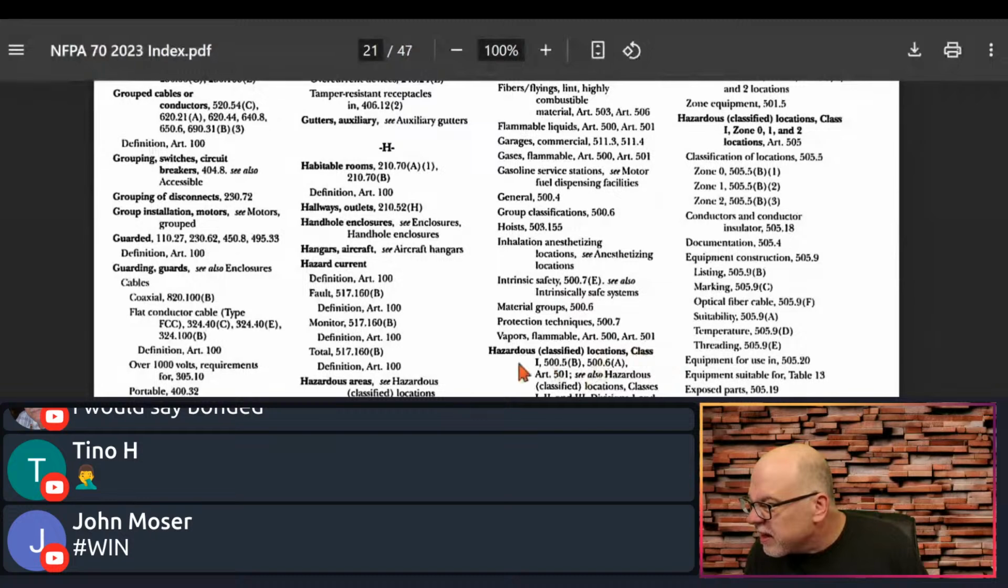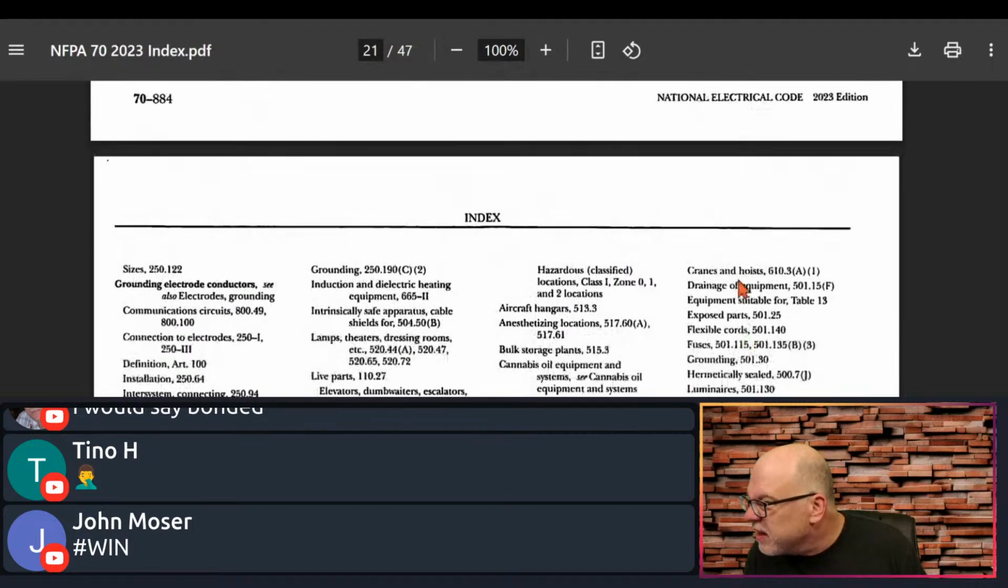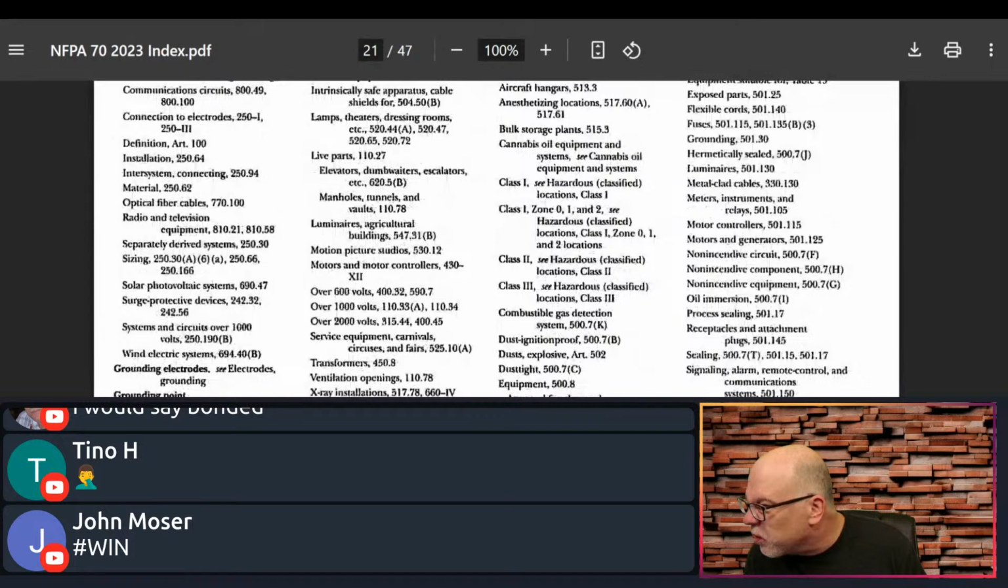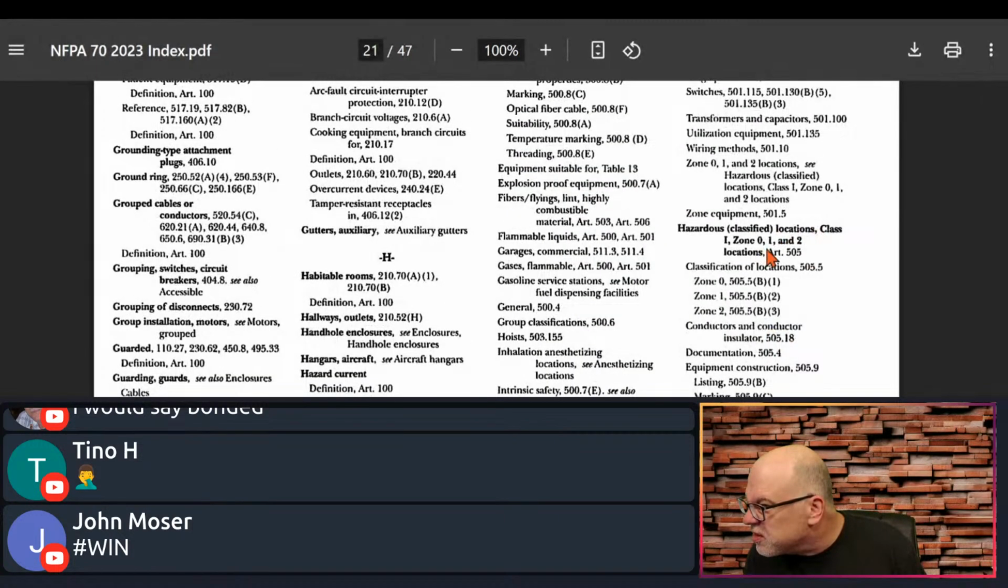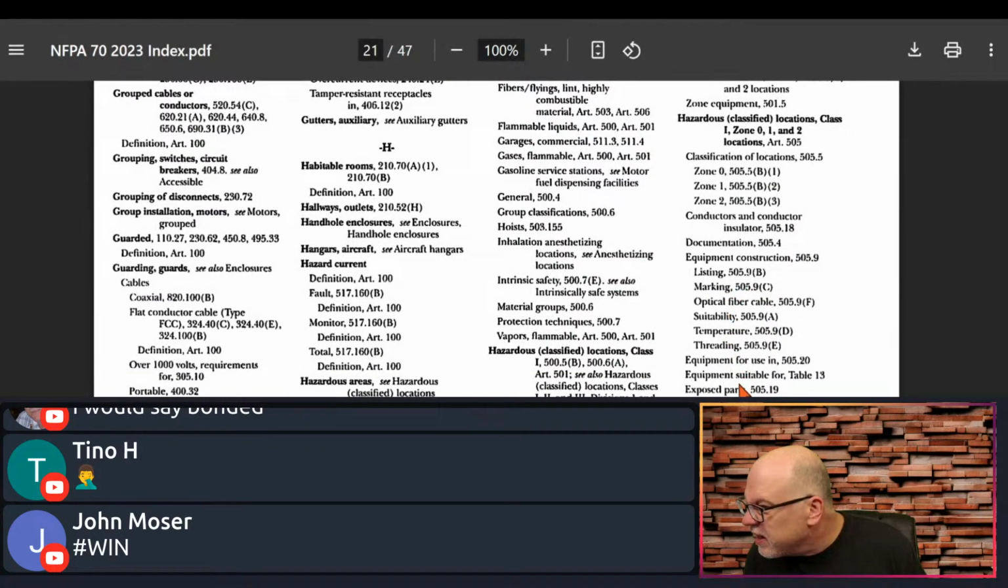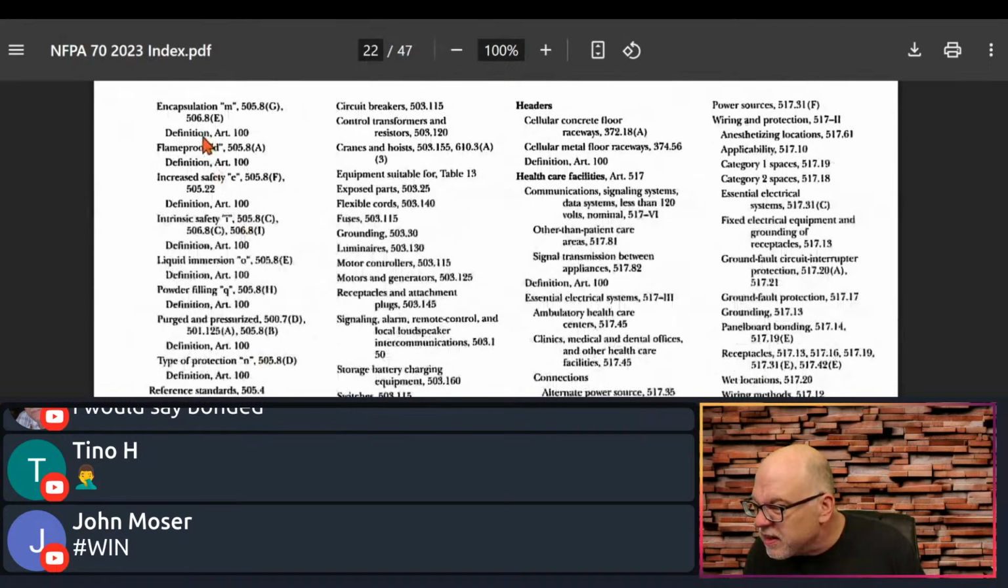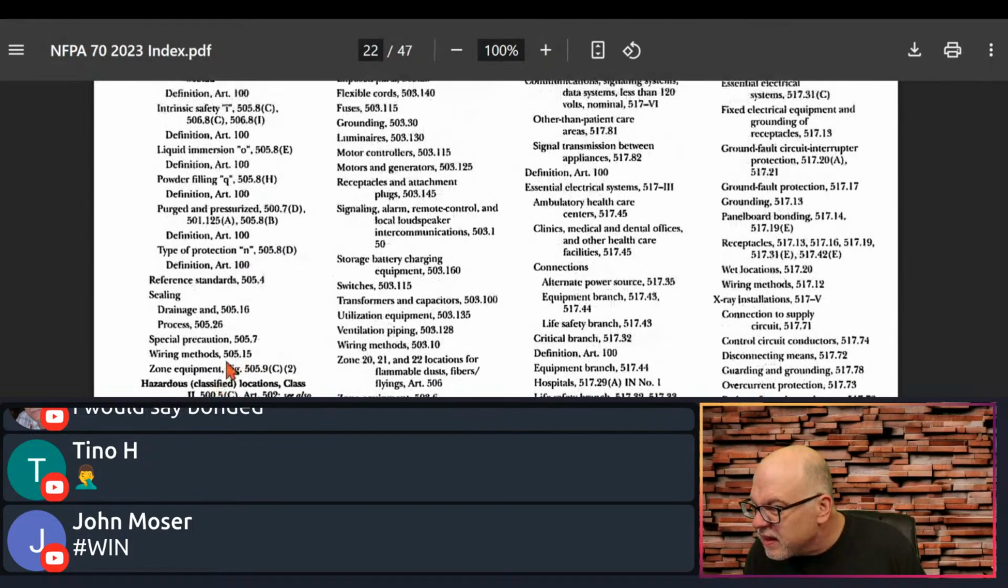So here's classified locations, okay, bonding, 501.30, probably going to say very similar information. Let's get down here. Grounding, very similar, but it's not the one we're looking for. Hazardous locations. These are the zones. Let me just go down through zones really quickly. I like looking. I like seeing what's in here. All right, nothing specific. Let's go down here. Don't see anything.